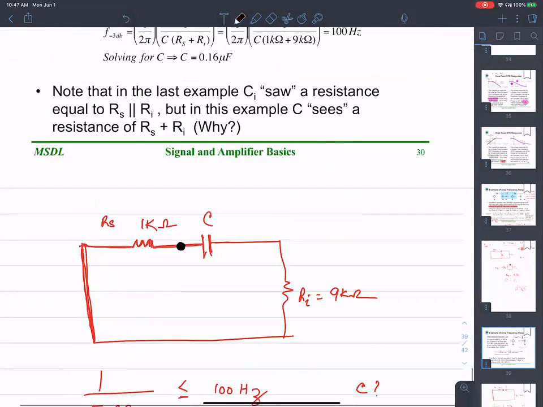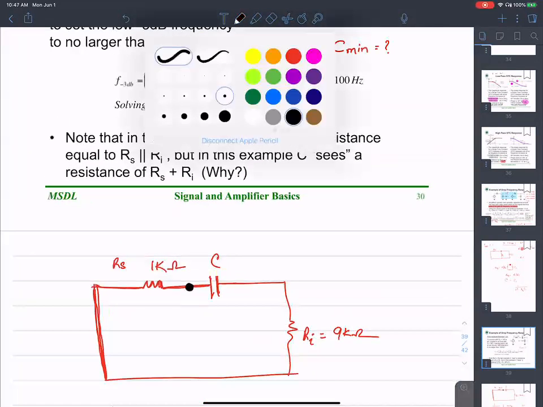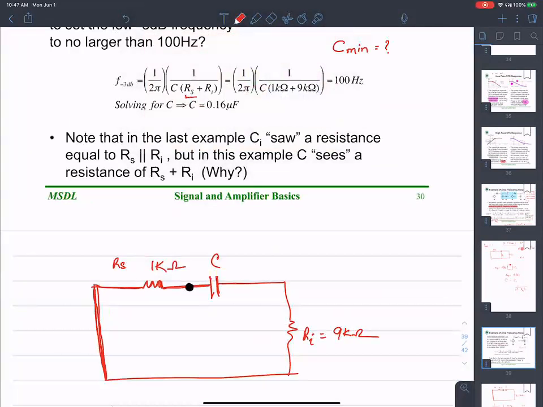And that's the reason why you see this equivalent resistance shown as Ri plus Rs. Does that make sense? Something in the chat window. Let's see. It'll be a short circuit. Yes. Okay. Questions, please.